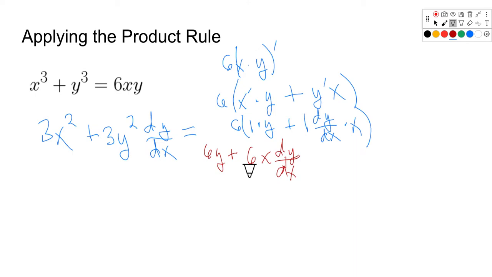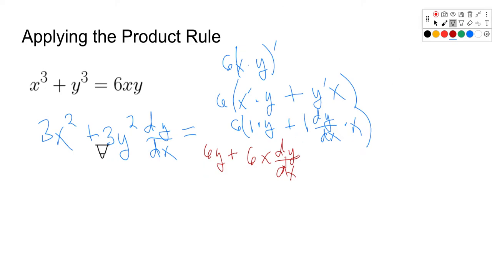And notice we have two of them, right? There's two dy/dx's. So we're going to have to get them to the same side. Everything that doesn't have a dy/dx, get it to the other side, factor out a dy/dx, and then divide by the stuff that isn't dy/dx. And that's how we solve it for a single dy/dx. So again, it's algebra as we do it.